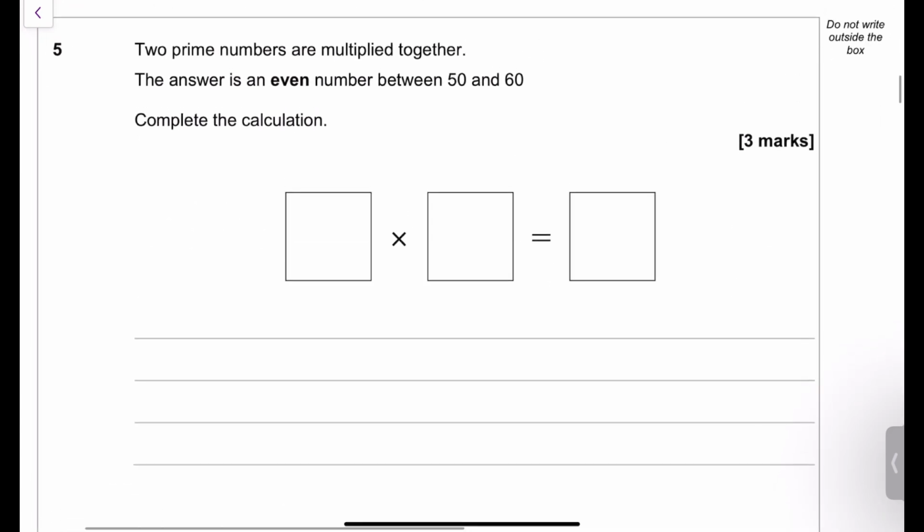Next page. Okay, 2 prime numbers are multiplied together. The answer is an even number between 50 and 60. Complete the calculation. Right, 2 prime numbers, and it's an even number. Okay, which means one of my prime numbers must be 2. And the answer is an even number between 50 and 60.